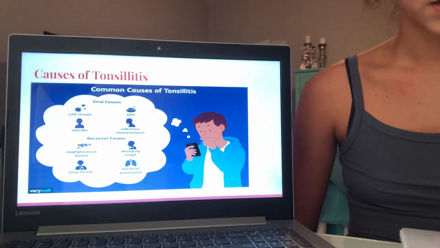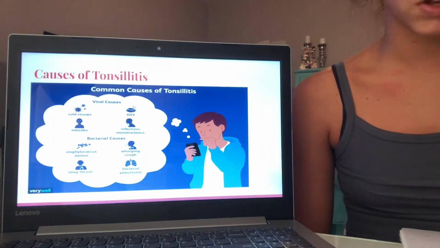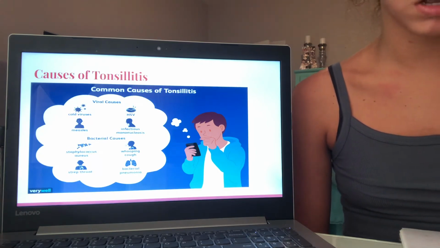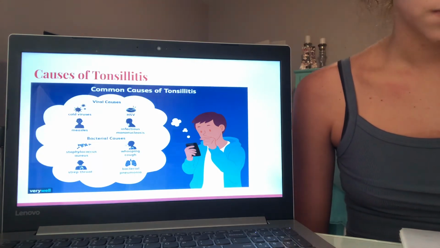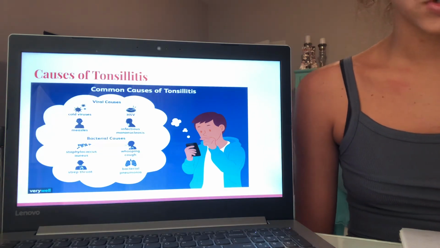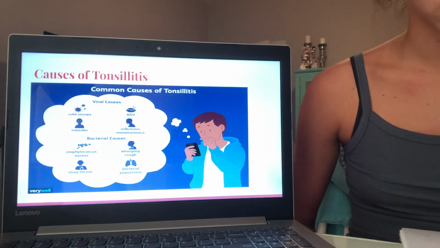Causes. Tonsillitis is most often caused by common viruses, but bacterial infections can also be the cause. The most common bacterium causing tonsillitis is Streptococcus pyogenes, the bacterium that causes strep throat. Other strains of strep and other bacteria also may cause tonsillitis.